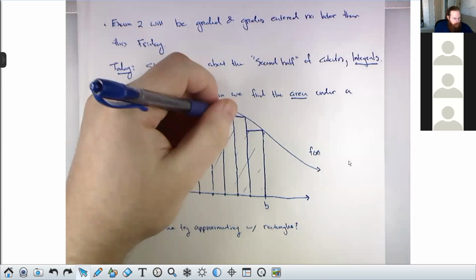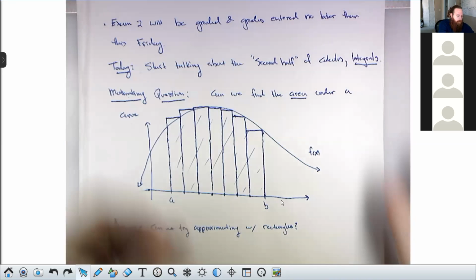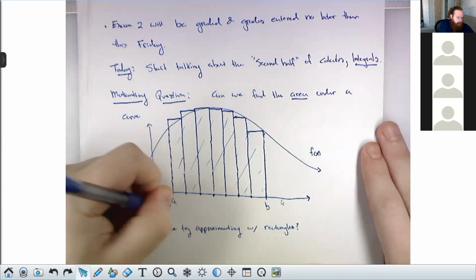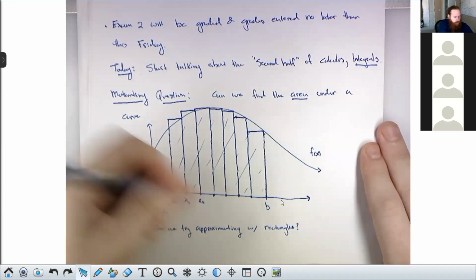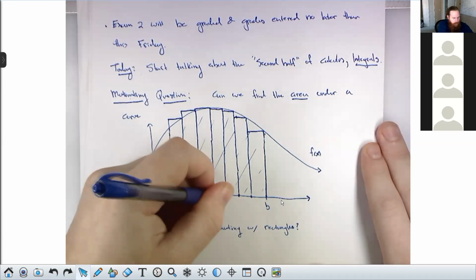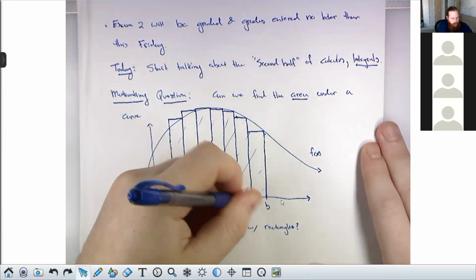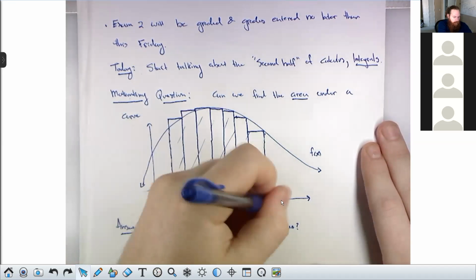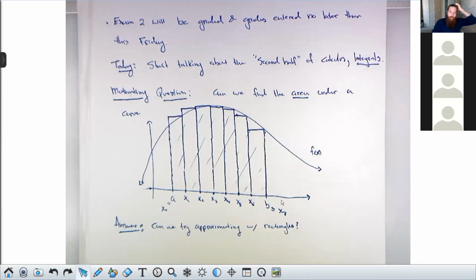I think we would all agree that the total area under the curve there is pretty close to the area of these rectangles. And if I call this x0, this x1, x2, x3, x4, x5, x6, and x7, then I can come up with a formula for the area of these rectangles.